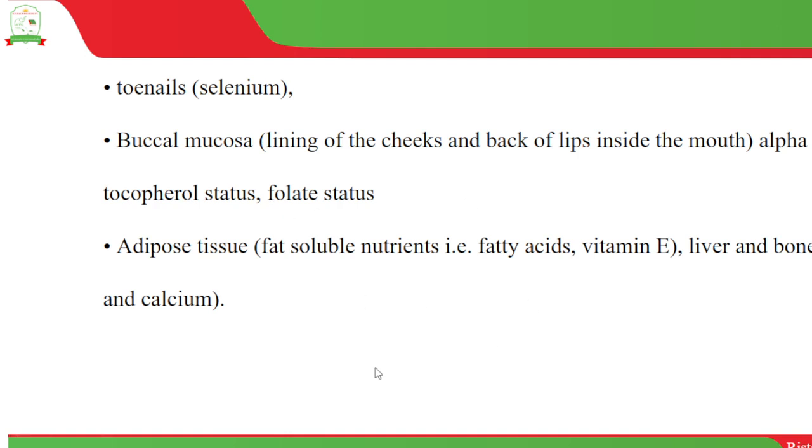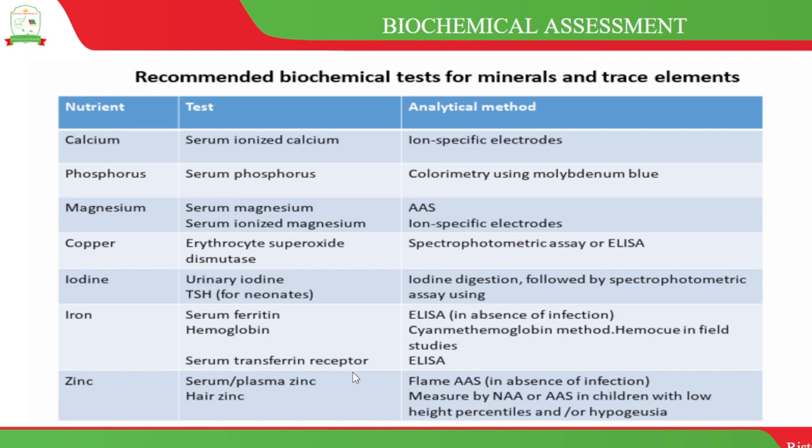Adipose tissue, this one's for the fat soluble nutrients, which we already know, they are DEK. Fatty acids, vitamin E. The liver and the bone are for iron and calcium as well. However, the liver stores a lot of nutrients, so it can tell us a little bit more than just calcium and iron. So we need a biochemical assessment here.